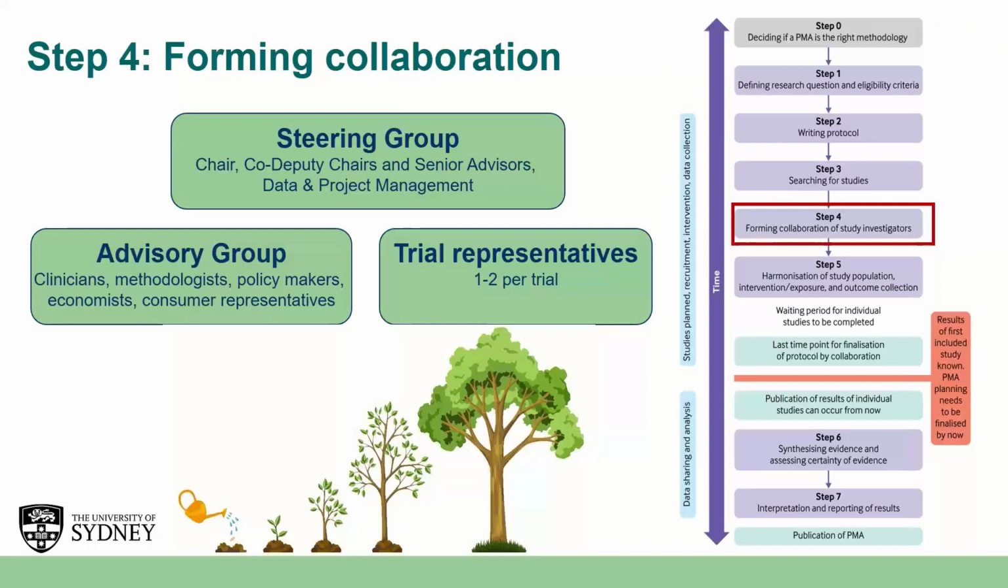So once eligible trials have been identified, it's then time to grow the collaboration. So we typically structure our collaborations as shown in the figure. So there's a central steering group who drives the project, an advisory group of invited experts and consumer representatives, and they provide guidance and feedback via regular meetings. And of course, we have the trial representatives, and they're invited to provide input on key aspects of the project. That includes the protocols, the analyses, interpretation of the results, and for this they are offered authorship in line with ICMJE requirements.